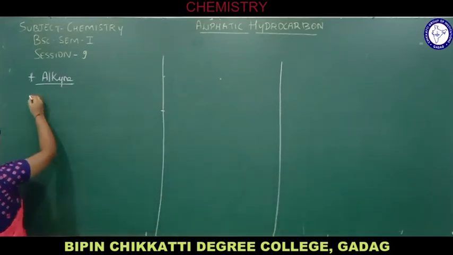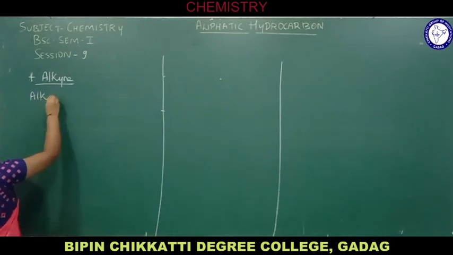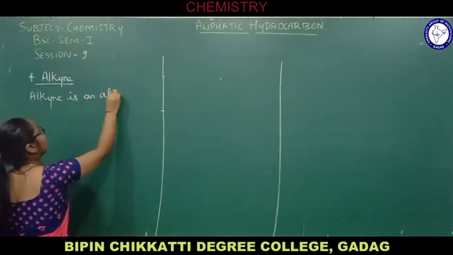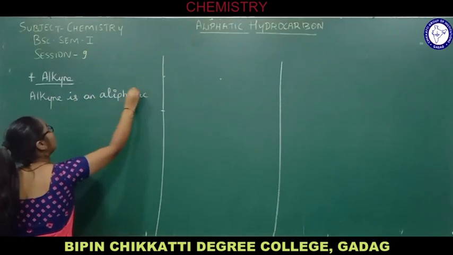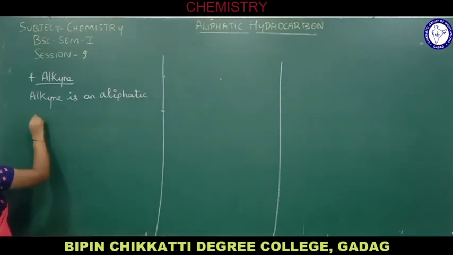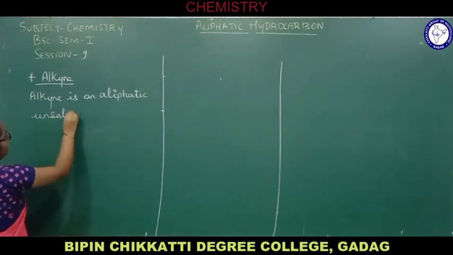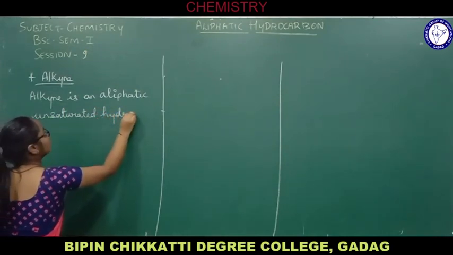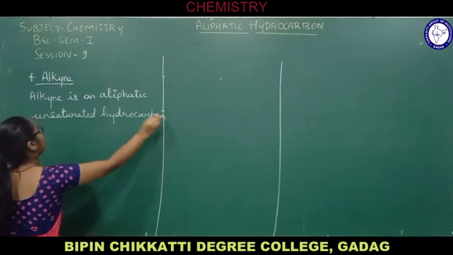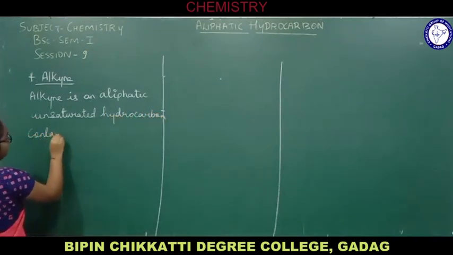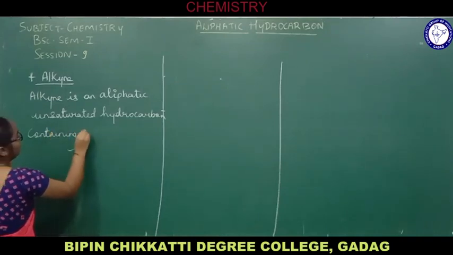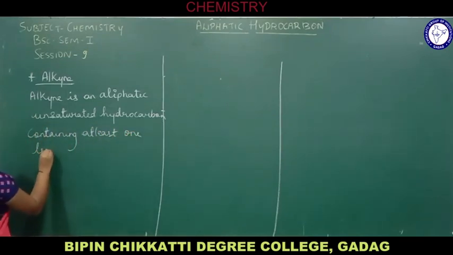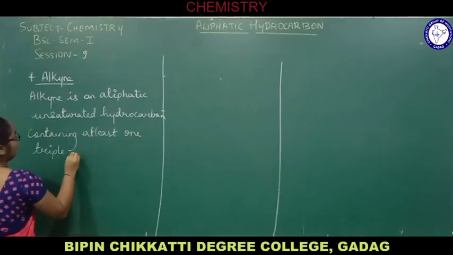Now alkyne is an aliphatic, unsaturated hydrocarbon containing at least one triple bond.